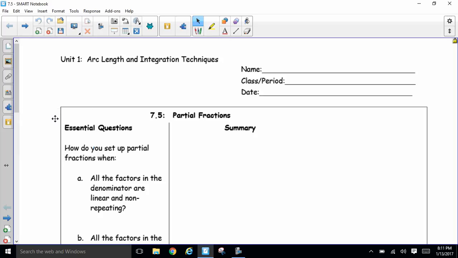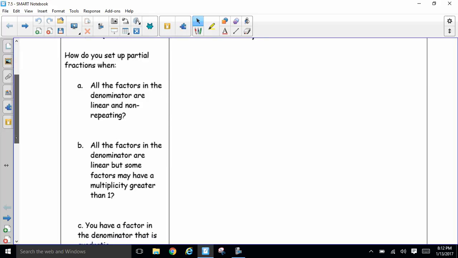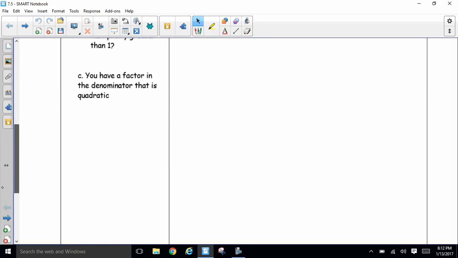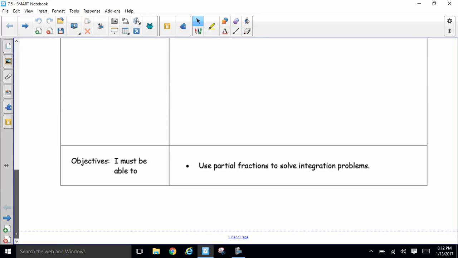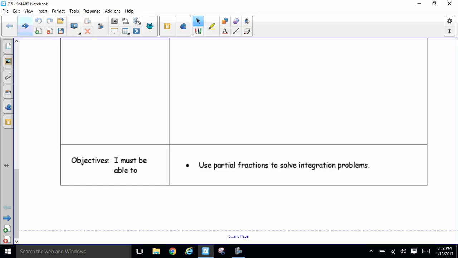All right, so taking a look at another integration technique. This one's called partial fractions. You're going to take a fraction and break it up into some different pieces, hence the term partial. So here are your essential questions. Go back once you've actually done some work and answer those.